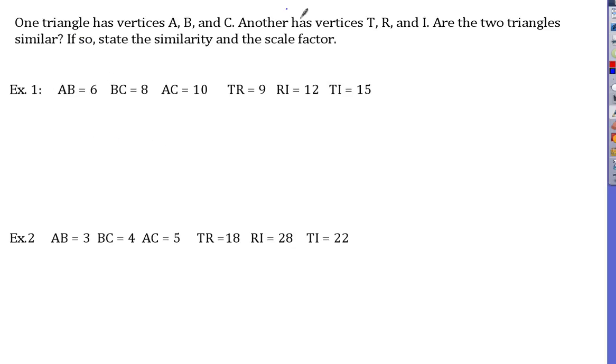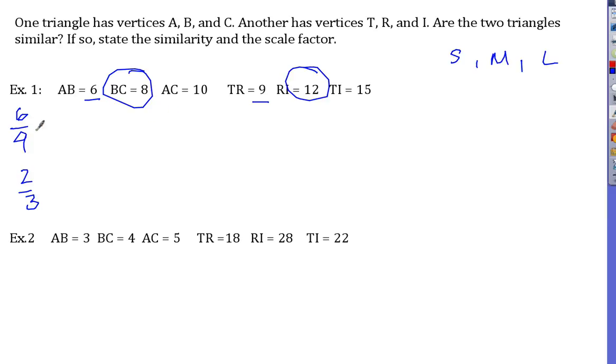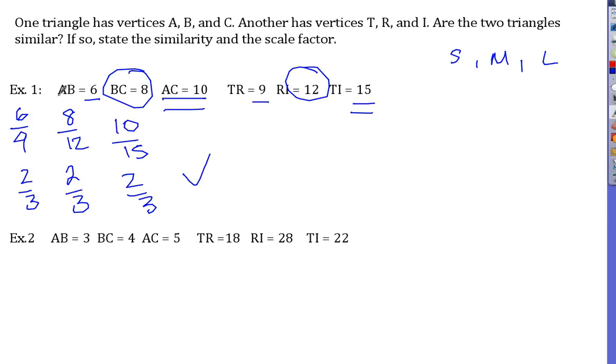If you look at these problems, you want to first find out the scale factor, but you have to figure out if they're similar. What I like to do is just size order, from small, medium to large. Okay, smallest side is 6, smallest side here is 9, 6 to 9, that reduces to 2/3. Medium side, 8 to 12, 8 over 12, that reduces to 2/3. The largest side, 10 to 15, that reduces to 2/3. So yes, it's similar.